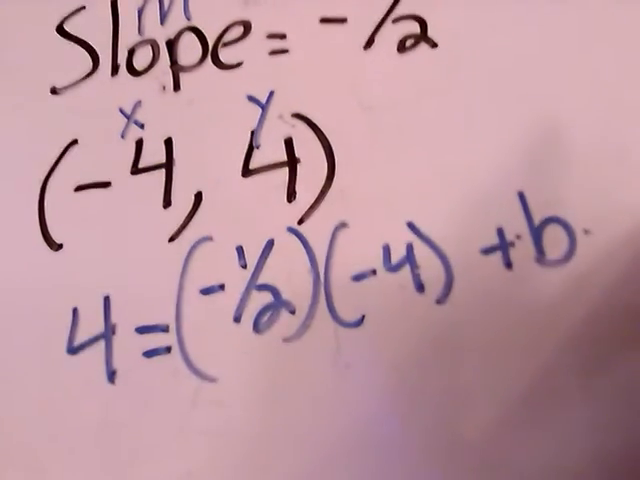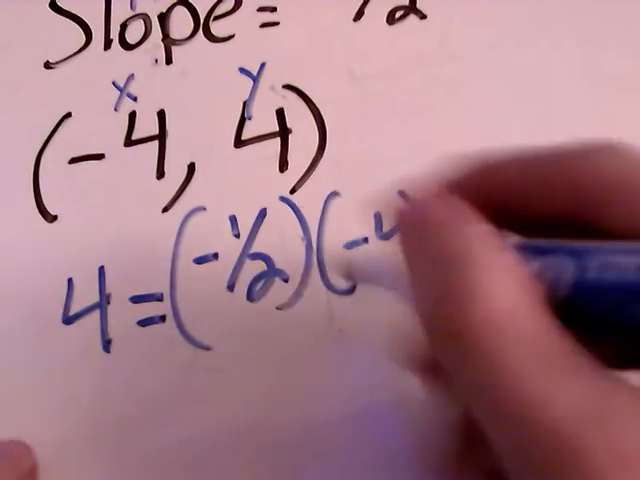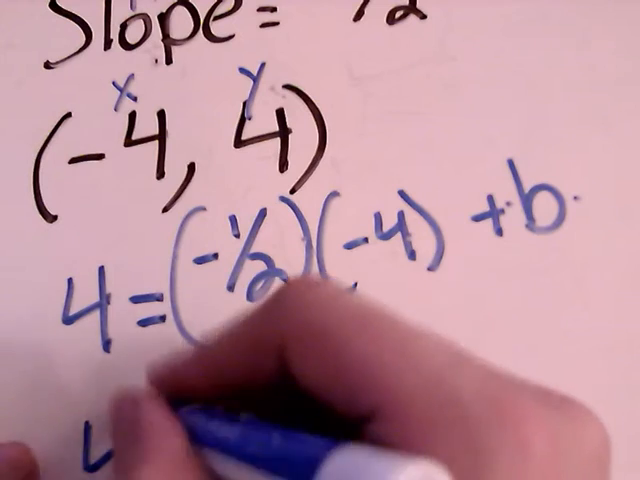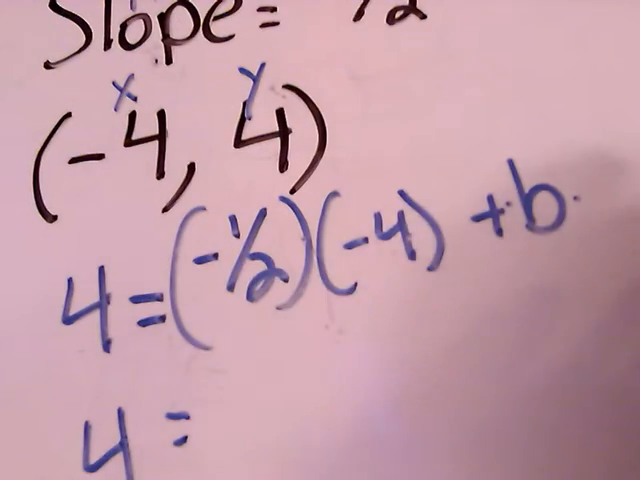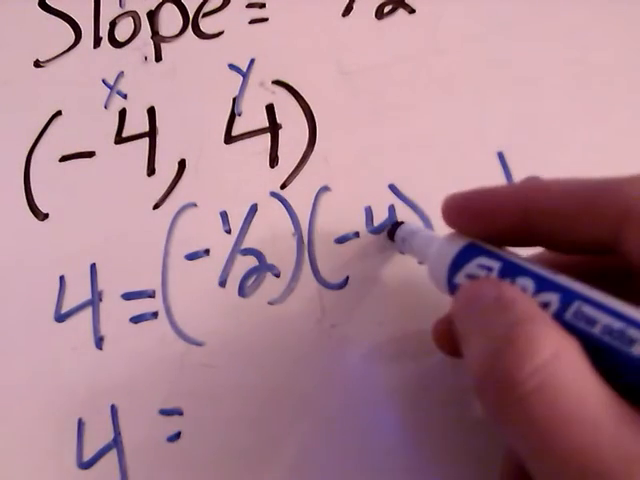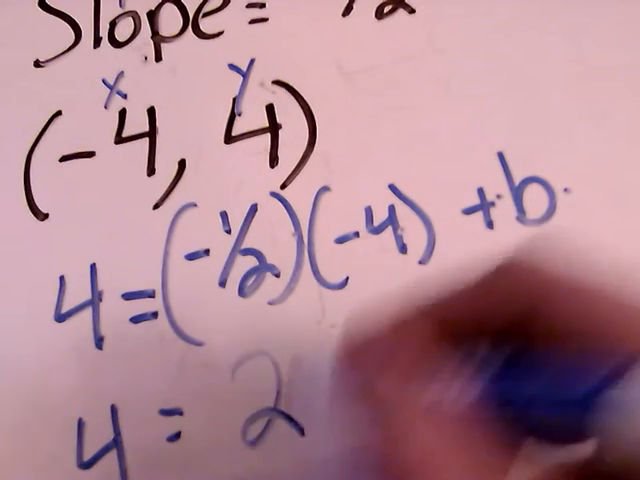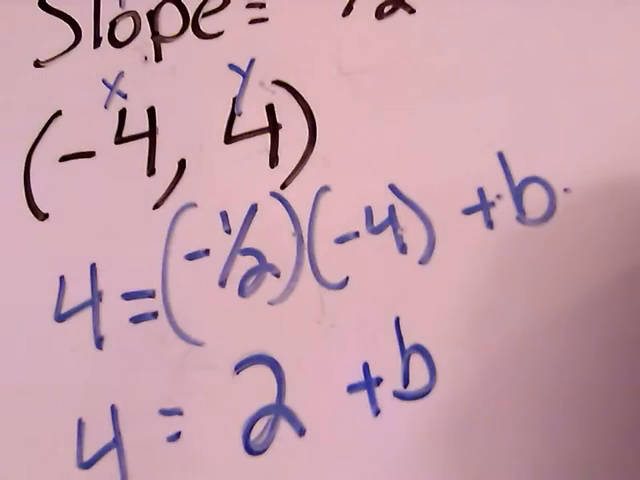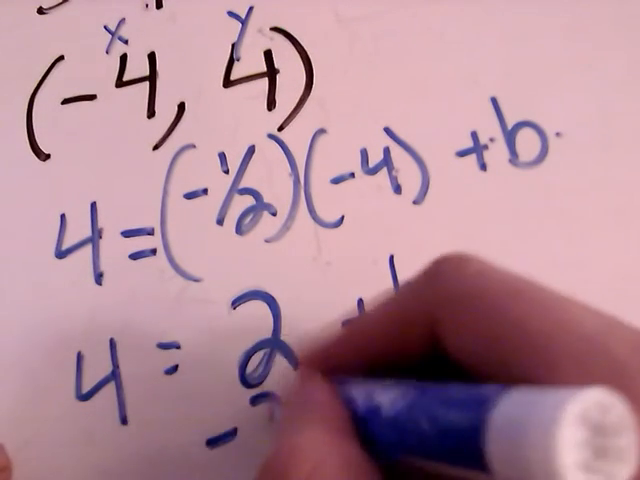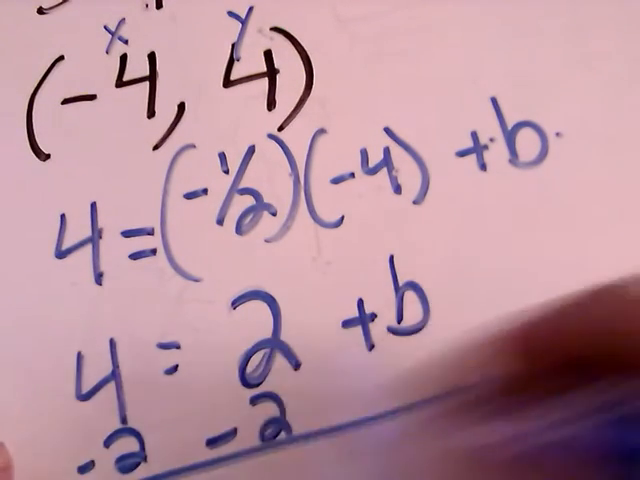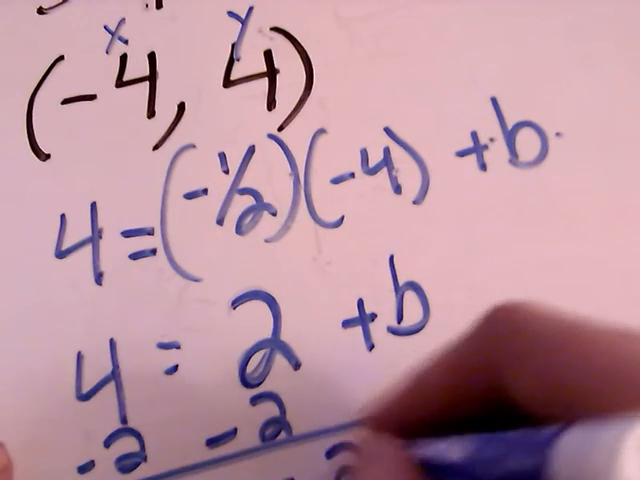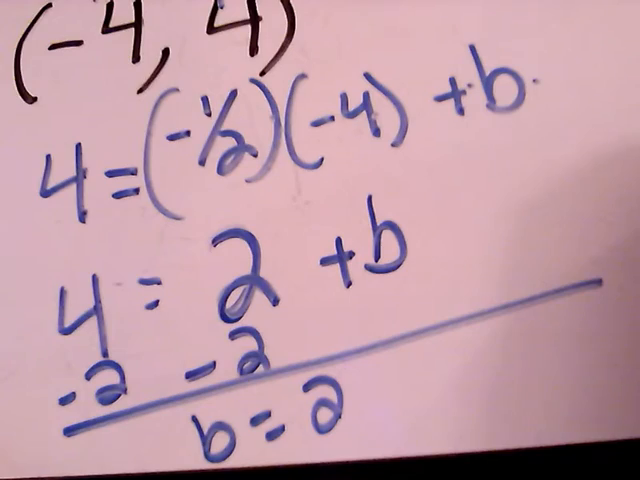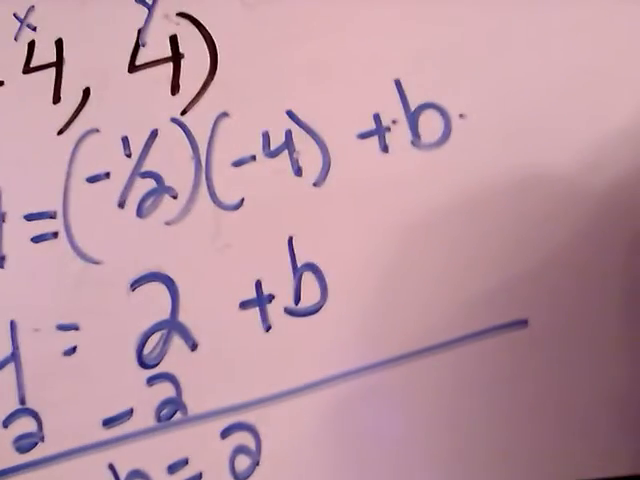So then we do some multiplication. Negative 4 times negative 4. First off, a negative times a negative is going to be a positive. And when you have a half times a number, always think of what's half of 4. Well, that's just 2 plus b. So then remember, you can subtract 2 from both sides and get b equals 2. Remember, you go from 4 minus 2. So b equals 2. Remember, we're not done yet.